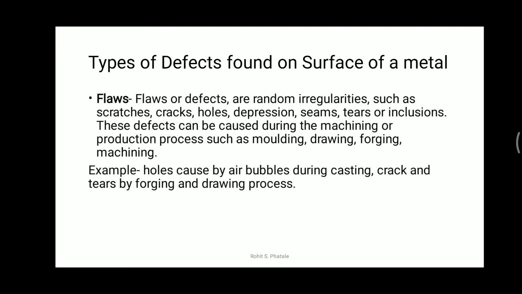For example we can consider the holes caused by the air bubbles during the casting. Then cracks and tears are caused by forging and drawing processes. The holes can be there because of the air bubbles in the casting, and cracks and tears are because of the forging process or drawing process. So these are the flaws that we can observe on the metal surface.